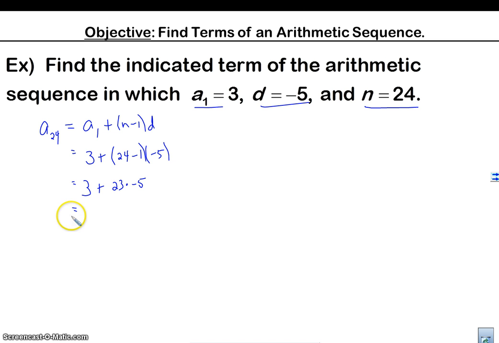So 3 plus 23 times negative 5. All right, got to do some math here. We get 3 plus negative 115, which equals negative 112. Ooh, almost missed that other one. Negative 112. All right, so there's the answer for that one. Let's go on.